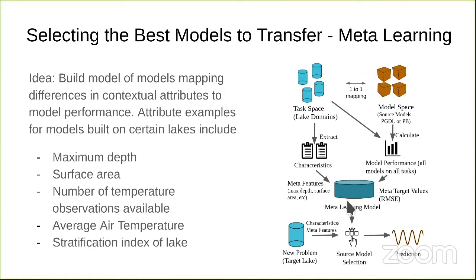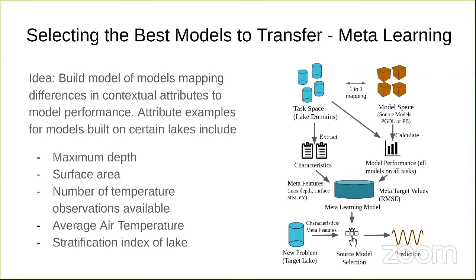So the data to train the meta model consists of lake characteristics that aren't water temperature measurements, but things like depth and surface area, mapped to model performance here. And this data set is constructed by applying every source model to every other source lake. So if you had n sources, it'd be n times n minus 1 data points used to train the meta model. And ideally, you would learn systematically things like, lakes that have similar depths might transfer well, or lakes with similar surface area might transfer well, and things like that.